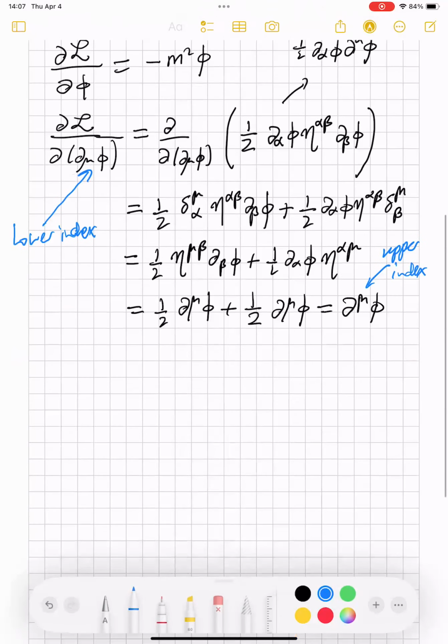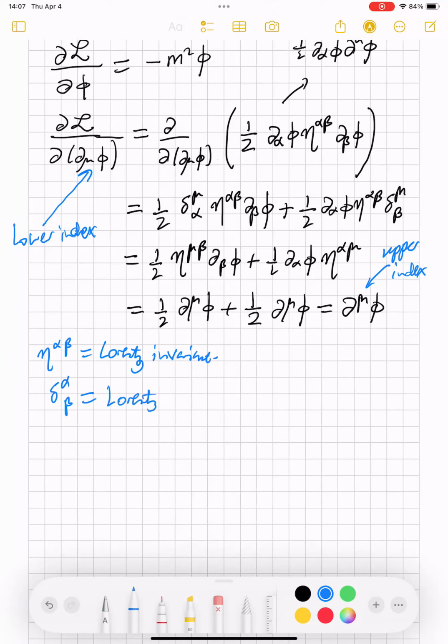There's one more thing that I want to point out. We verified before that eta alpha beta was Lorentz invariant. Okay, we checked this with a specific boost. You know how to check this. I want you to check something else. So I claim delta alpha beta, one index up, one index down, is also Lorentz invariant. Okay, so that's a very nice thing for you to check. So the Minkowski metric and the Kronecker delta are both Lorentz invariant.